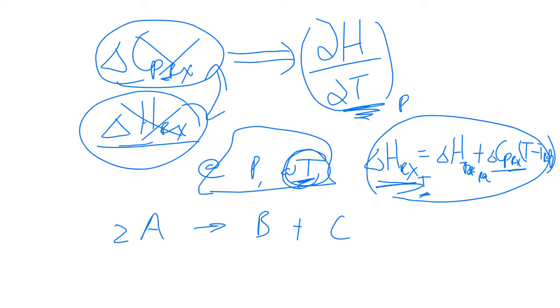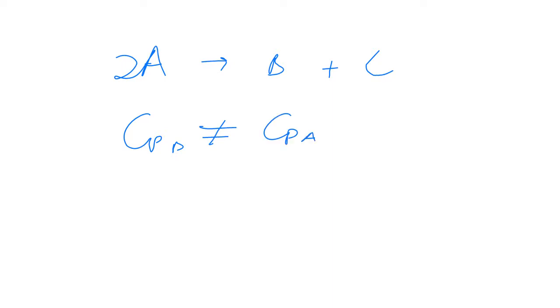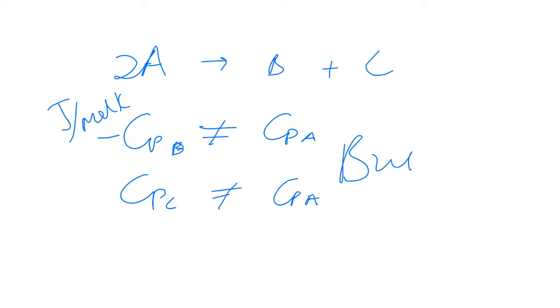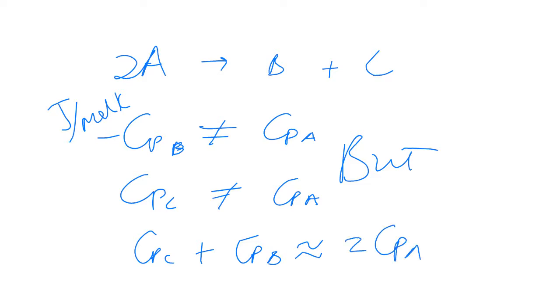Okay, so let me just try to say this in a different way. Let me just clear it. So if I have, once again, my 2A that goes to B plus C, the CP value of B is not equal to the CP value of A. The CP value of C, mole base, so it's joule per mole Kelvin. CP of B is not equal to A. CP of C is not equal to CP of A. But the sum of the CP of C plus the CP of B will pretty much add up to be 2 times the CP of A.